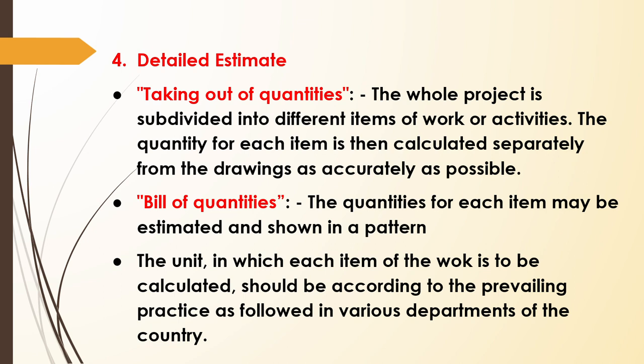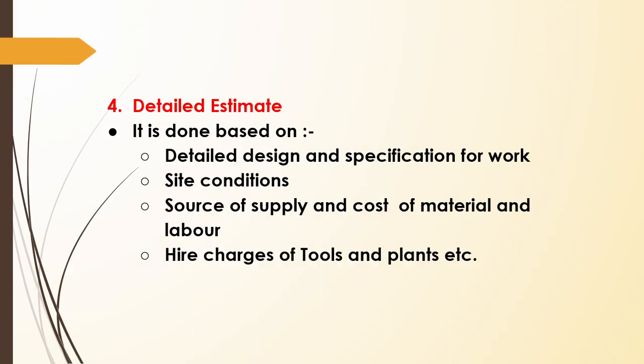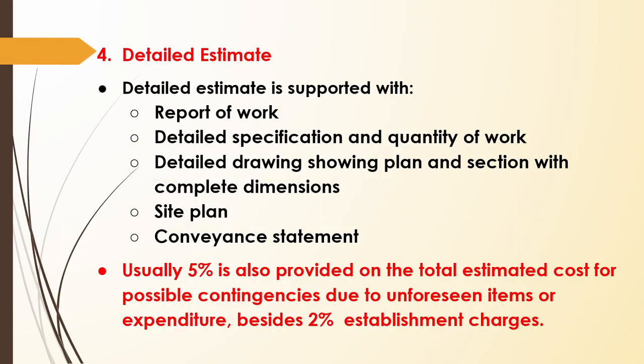The next thing is bill of quantities. The quantities for each item are taken and shown in a pattern. There is a specific table for that. That table is prepared and we will calculate the cost for each unit. How much is the cost incurred, that we will calculate, and then we will finally calculate the total cost. These are the steps in finding the detailed estimate. Now it is based on the site conditions, labor, hire charges, etc. So these are the factors influencing the detailed estimate.